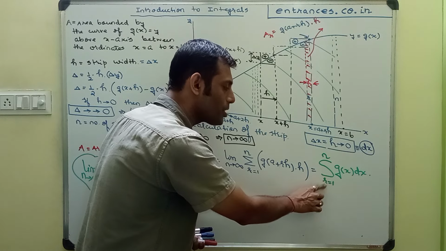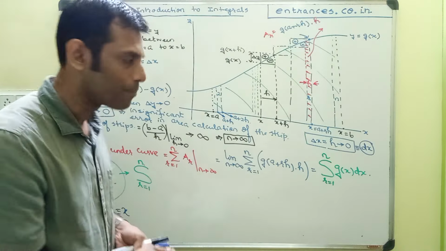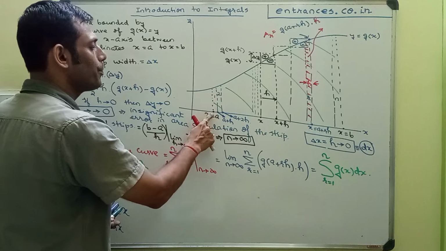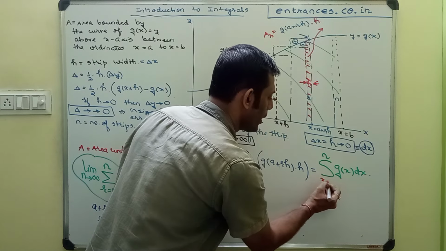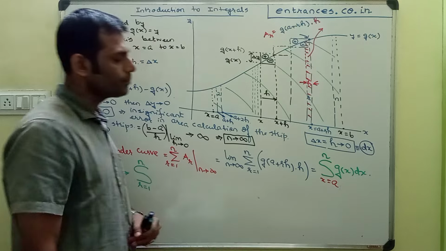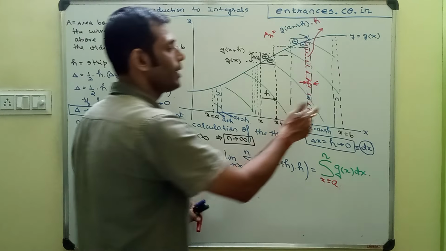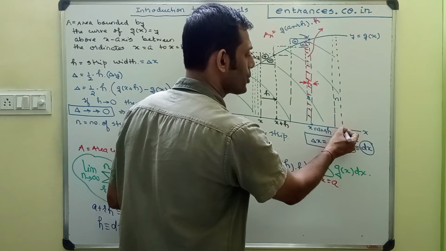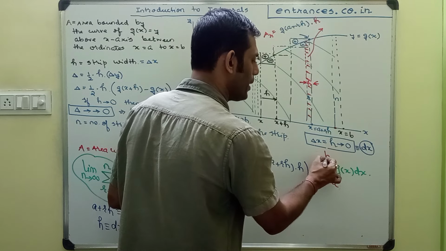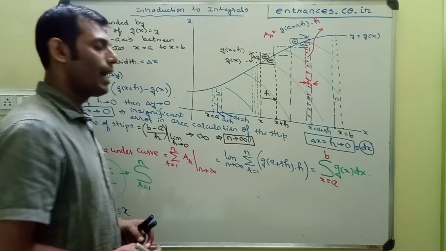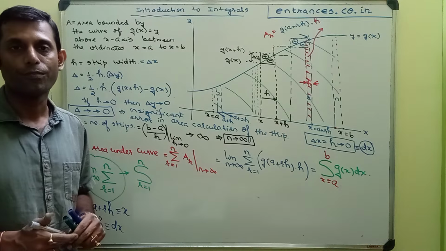He says that this must be representing some value of x. That is, at the first strip, it begins with x equal to a. So why can't we replace this with x equal to a? And then when you go till the nth strip, it becomes at x equal to b or maybe b minus dx. We can replace this upper limit by b, maybe x equal to b. And all the people agreed.